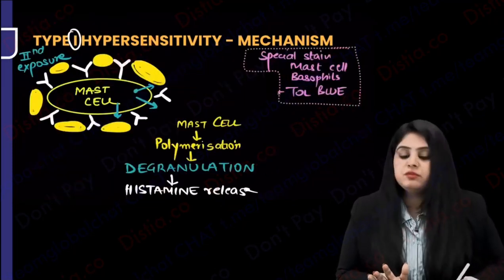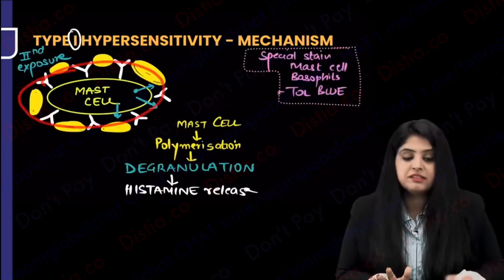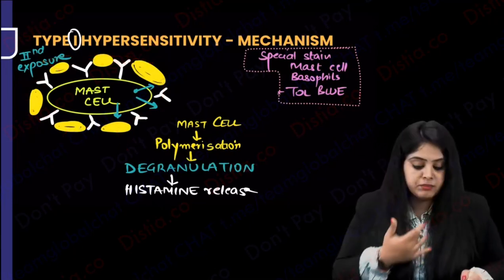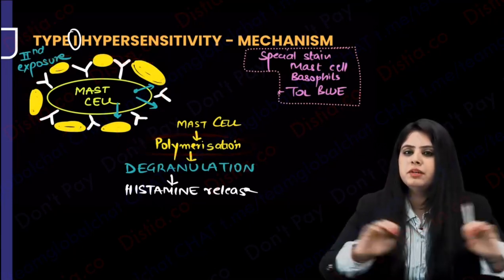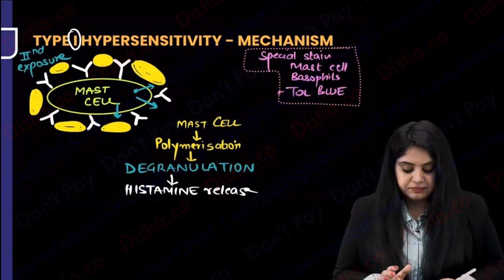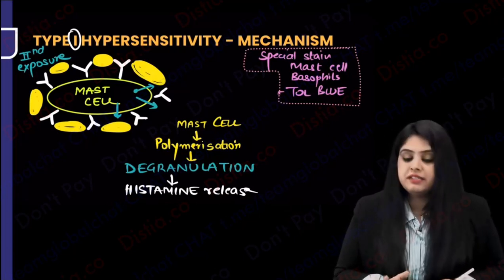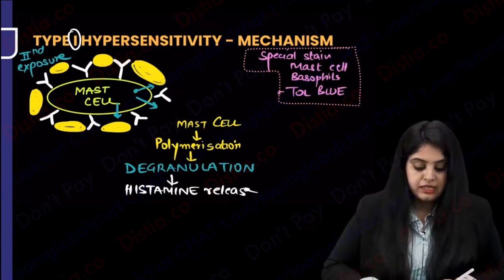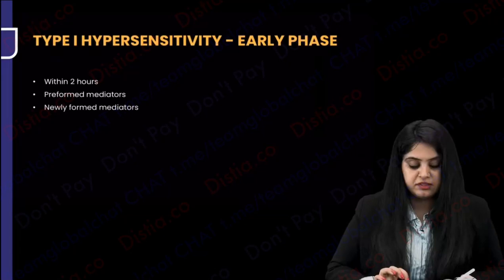Now when the second exposure happens, the sensitized mast cell is already there. The antigen will just go and fill in the blanks, and it will sit in those gaps and result in polymerization. The mast cell is going to burst like a water balloon, and all the histamine will be released. So now you can say that the process of mediators has started. So how many stages of type 1 hypersensitivity do we have?